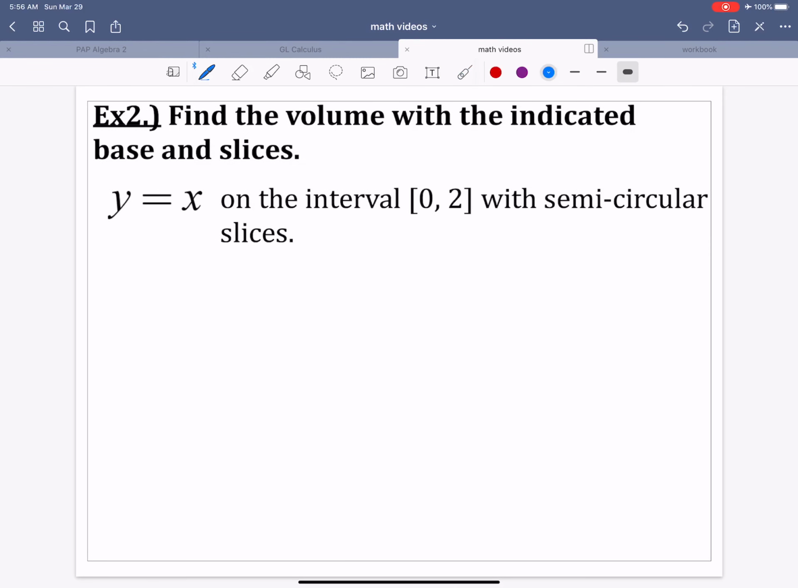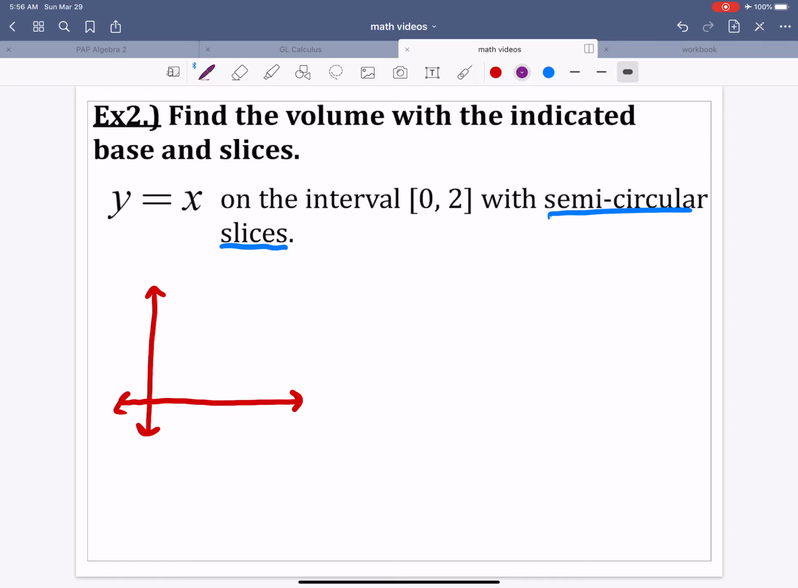Okay? All right, here's example 2. Same directions. Find the volume with the indicated bases and slices. This problem now goes to semicircular slices. Okay, so step 1 is to draw a graph of this function.